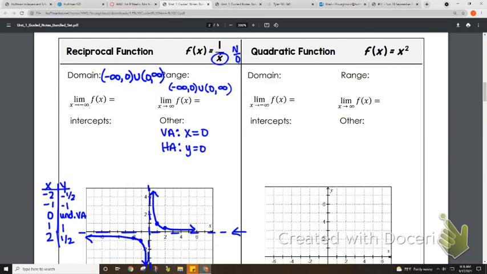So then when we look at the end behavior, the limit as x goes towards negative infinity, we can see that on our graph, as we're going to the left, our y values are going down. They're getting closer and closer to that horizontal asymptote, but they're never going to cross it. So the limit is going to be the horizontal asymptote, which is 0. And then the limit as x goes towards infinity, the y values are going to do the same thing. They're going to come down. They're getting closer and closer to that 0, but they're never going to cross it, so f of x would equal 0.